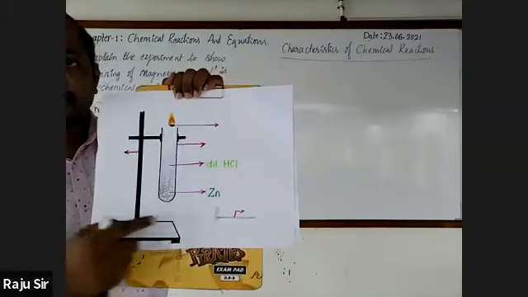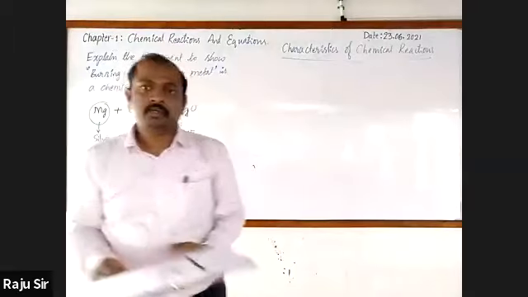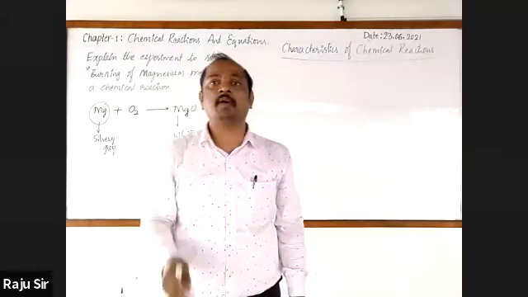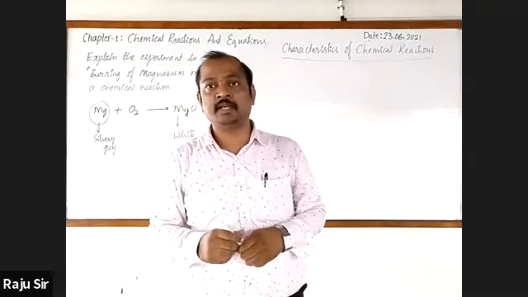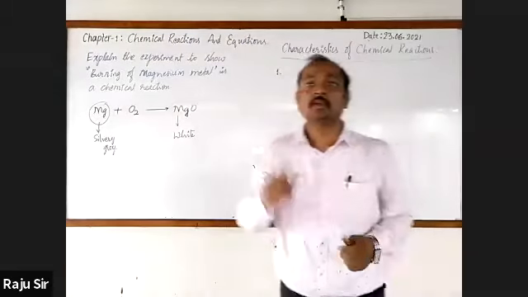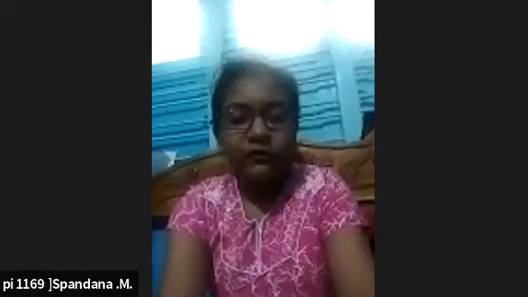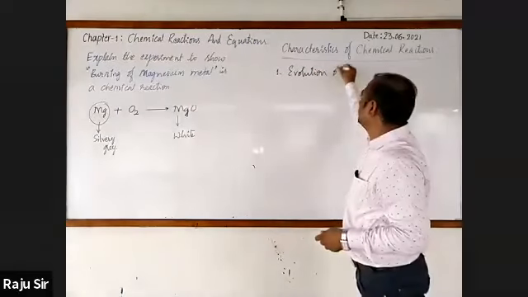Followed? So in this chemical reaction, a gas is evolved. So in a process, if a gas is evolved, then you can say that a chemical reaction has taken place. This is the very first characteristic. The first characteristic is evolution of gas.